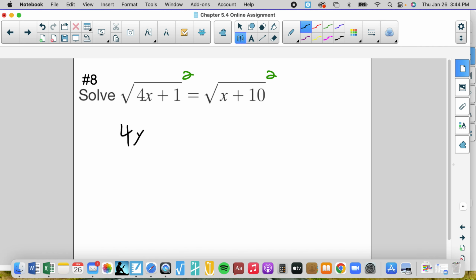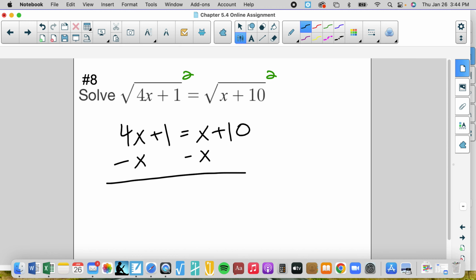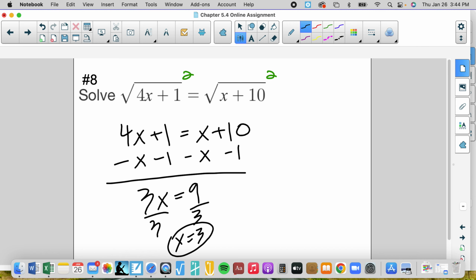So I get 4x plus 1 equals x plus 10. I'm going to subtract an x. I'm going to move my variables to one side, my constants to the other side. I get 3x equals 9, divided by 3. X equals 3. Let's plug it in.